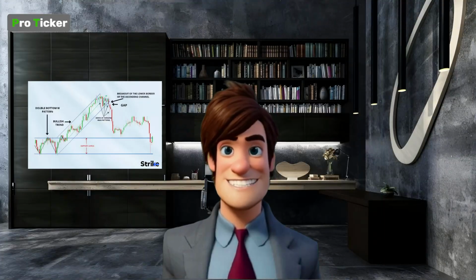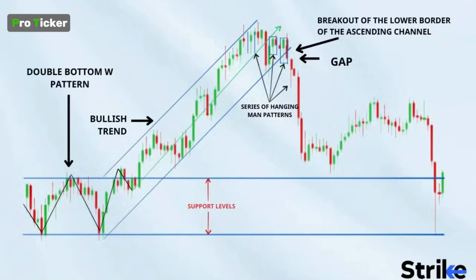All right, let's zoom into this chart. You'll see the price starts with a double bottom W pattern, signaling a reversal and kicking off a solid bullish trend. The market climbs within an ascending channel, looking strong. But then, boom, right near the top, a series of hanging man candles starts to show up. You can spot them as small-bodied candles with long lower wicks. This is the market flashing warnings. Sellers are starting to fight back.